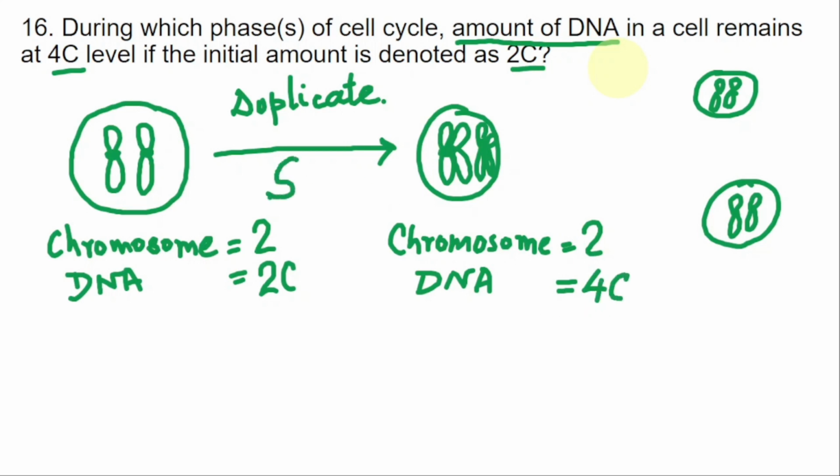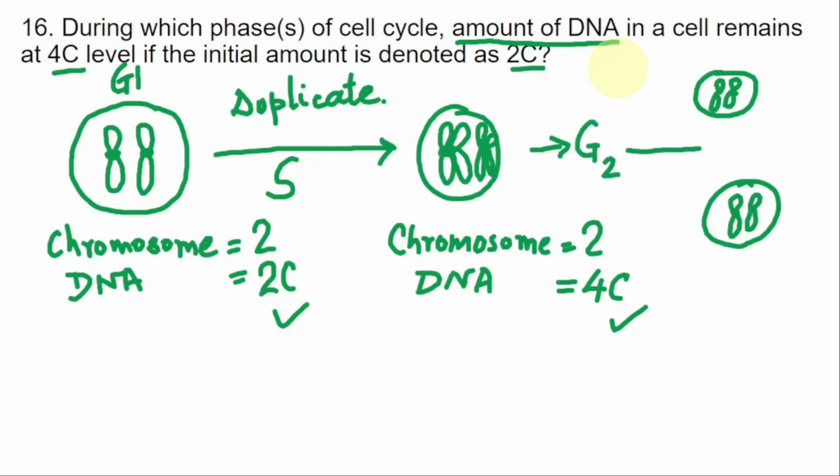Now this is happening in S phase. So G1, when the cell cycle starts, the G1 status is 2C. During S phase, we cannot say the whole of S phase. After S phase, the cell will have 4C. And next phase is G2. It will remain as 4C.